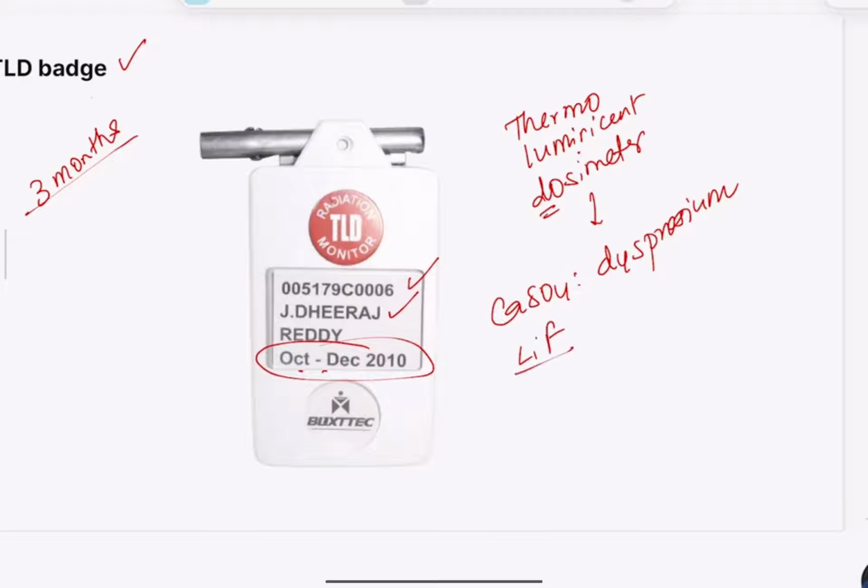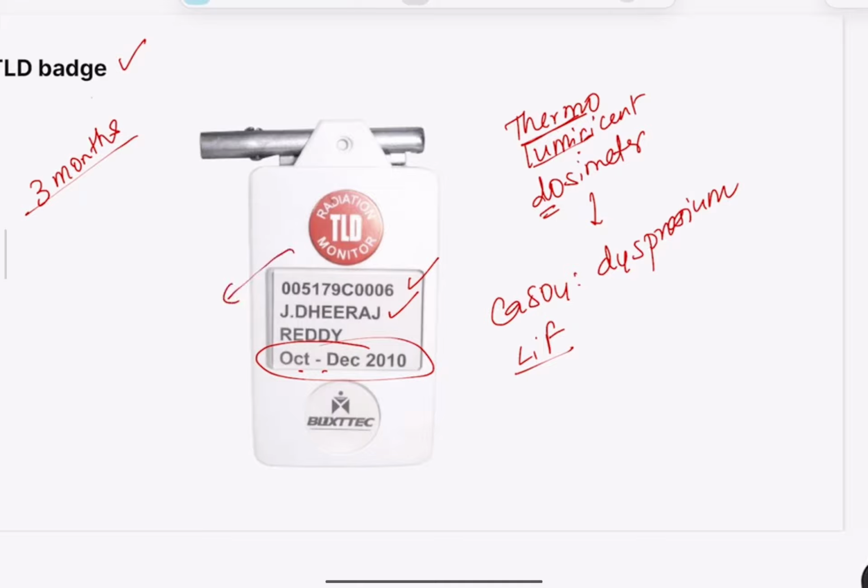So what this substance does is, when I'm getting the radiation, it absorbs this radiation and keeps it as a latent dose. And when this is sent for monitoring, for measuring how much radiation has been received, when this disc is exposed to heat, it emits light, so thermoluminescent, and based on how much light is coming out, we get to measure the radiation. So that is the TLD badge.